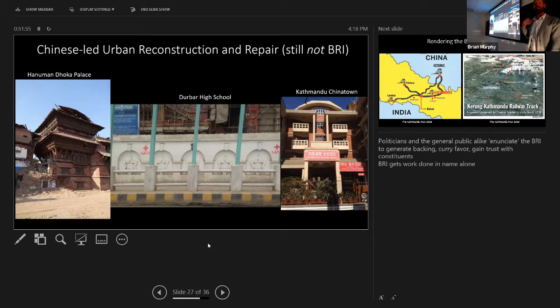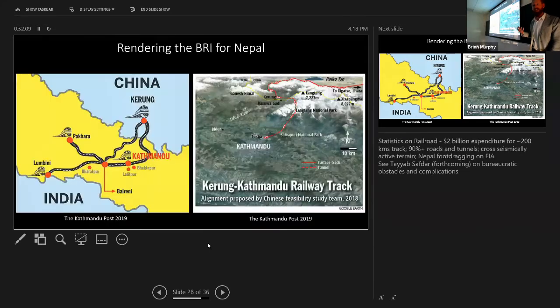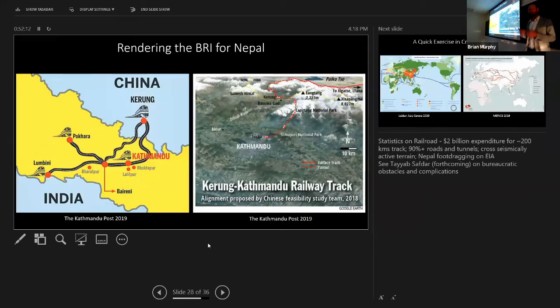What work gets done by enunciating the BRI? It generates backing, sometimes it curries favor, it can generate trust with constituents. Often the BRI gets work done in name alone, even when BRI projects don't happen.